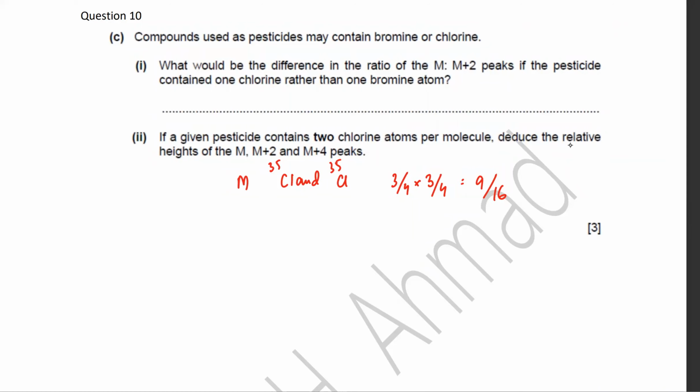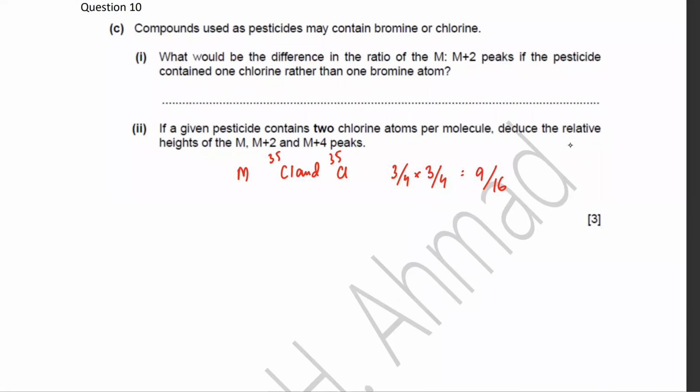Okay, so we just need to write 9:6:1, right? 9:6, not 6:1, yes. Then the question is the same: what's the M+2 if the pesticide contained 1 chlorine rather than 1 bromine? In the case of 1 chlorine, it's going to be 3:1. In the case of bromine, it's going to be 1:1. It would have equal probability, right? Okay, clear?